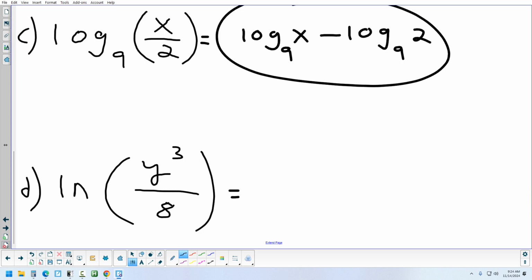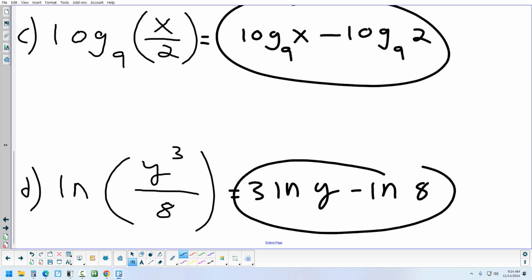Yeah? It's going to be 3 ln of y minus ln of 8. Yep. So it splits as subtraction because it's division. And the first argument would be y cubed, but that 3 needs to go in front because they said to do that in the directions. Exactly. Okay. Any questions on that one? All right.